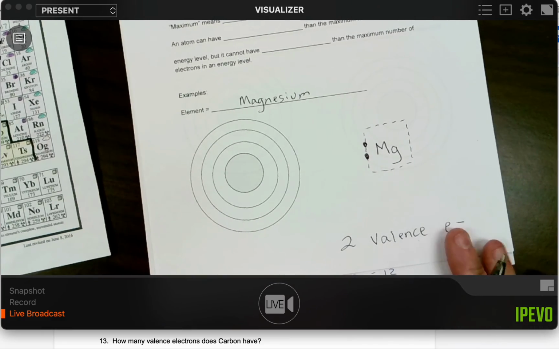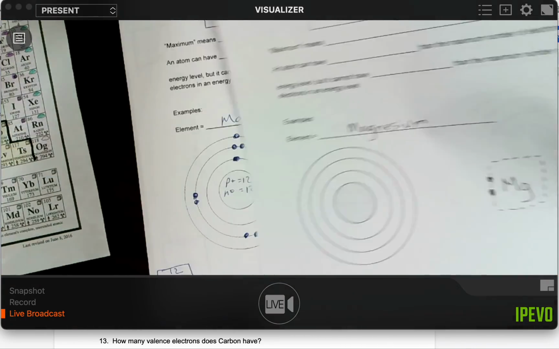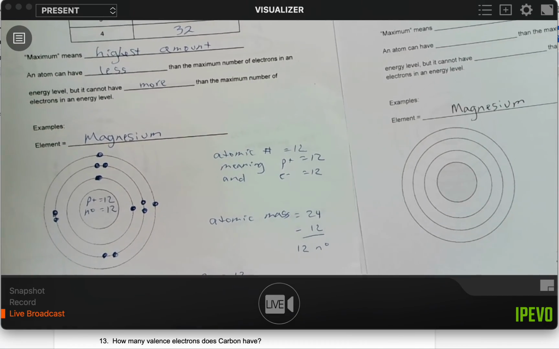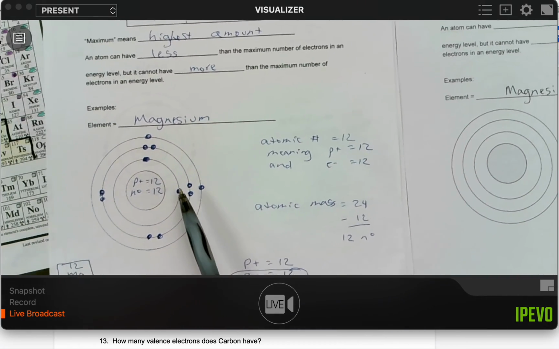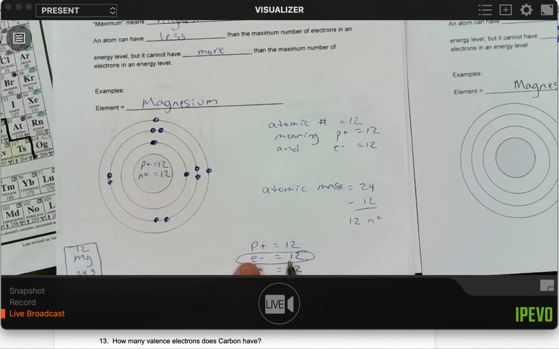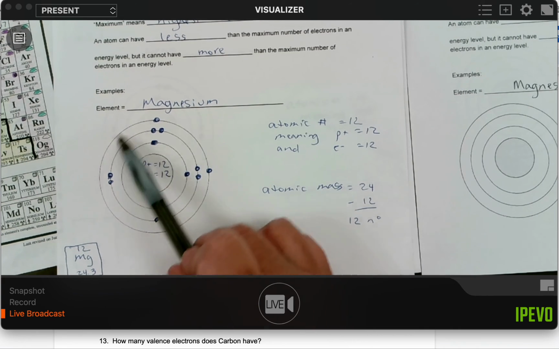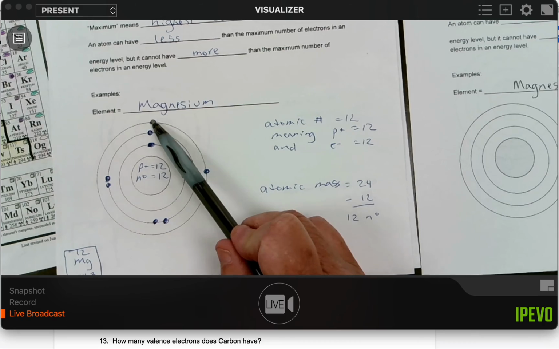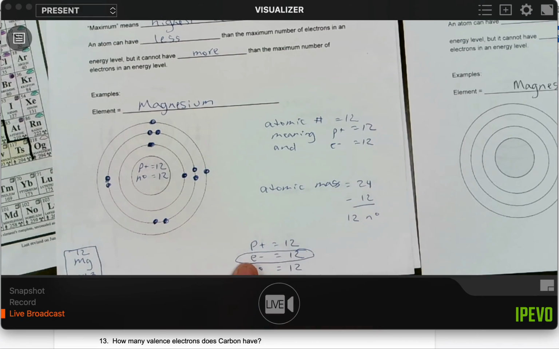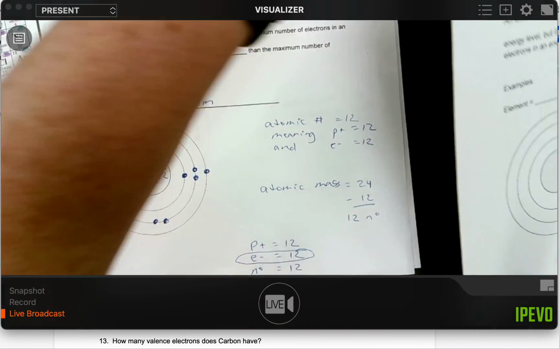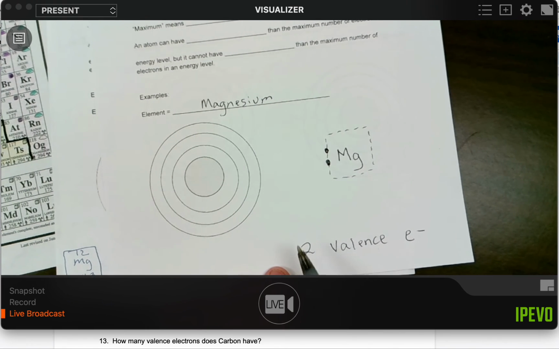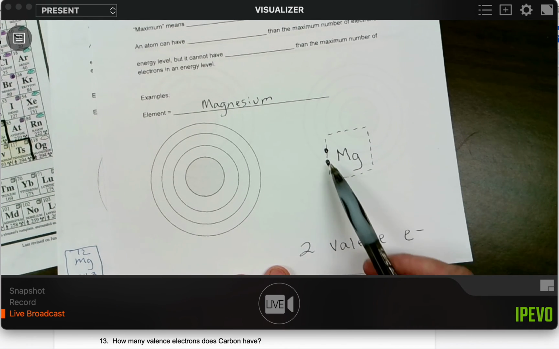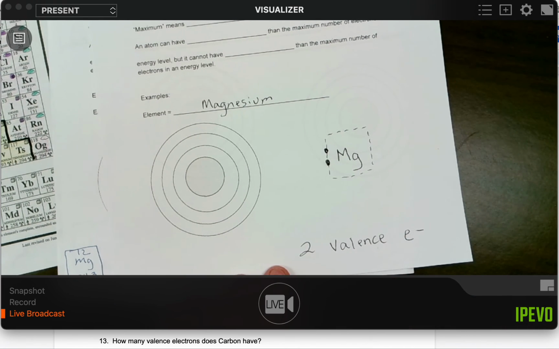So notice there's a difference with magnesium between electrons and valence electrons. Magnesium has a total of 12 electrons. If I count up all the dots in the Bohr model, there's 12 of them. But valence electrons are only the ones on the outermost shell, which in this case is 2. So I drew for my Lewis dot structure my 2 dots.